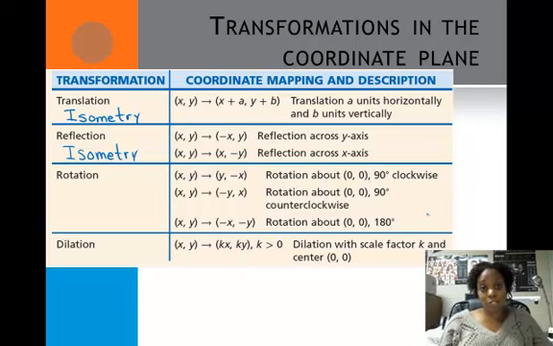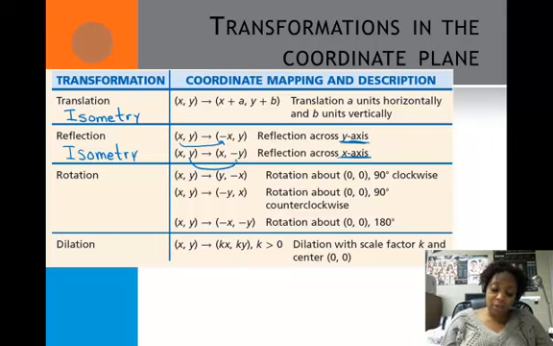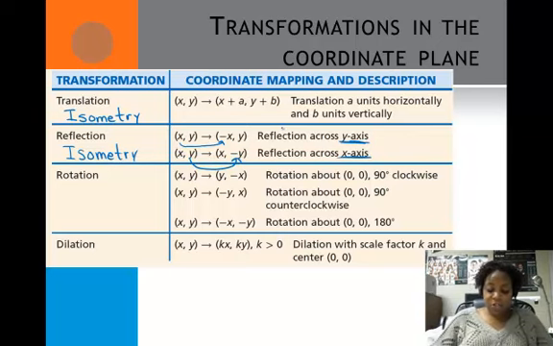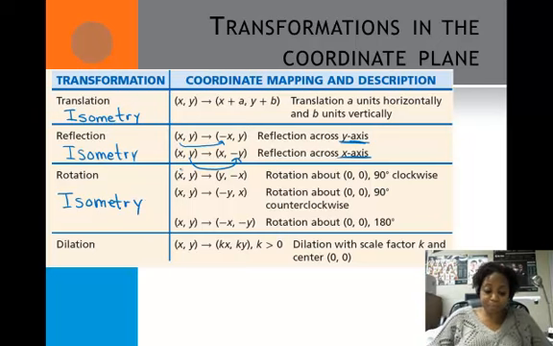There's 2 different kinds of reflections we're going to look at, and that's how you reflect an object over the x-axis and over the y-axis. To reflect it over the y-axis, you can see here all of your x values just become a negative x. And to reflect it over the x-axis, all your y values just become a negative y. Then our next one is a rotation. A rotation is an isometry. It preserves length and area and shape and size.